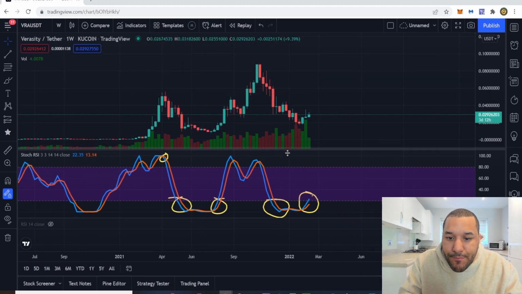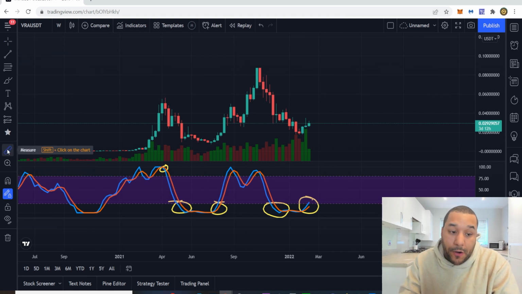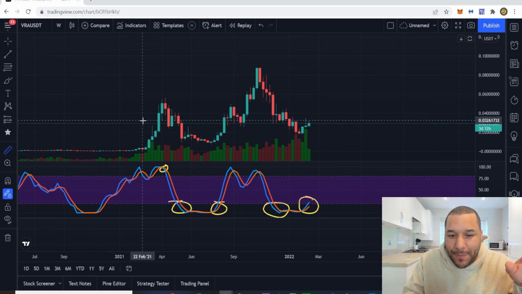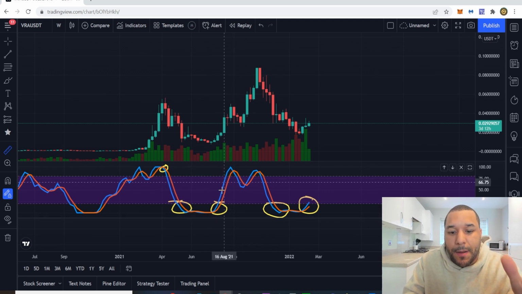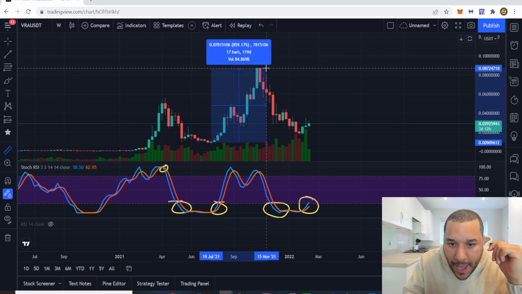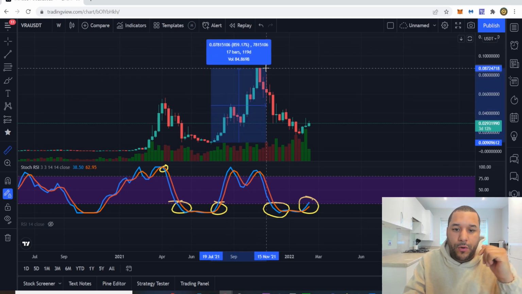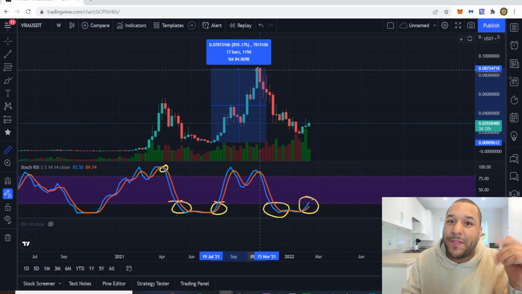And what kind of percentage did Verasity do when it crossed from here and went all the way up here, this momentum that we're seeing, this stochastic RSI? Let's check this. It had a power move of 859%. That's a serious power move. That's like 8 times your money back. 8.5 times your money back. Couldn't even get it out.